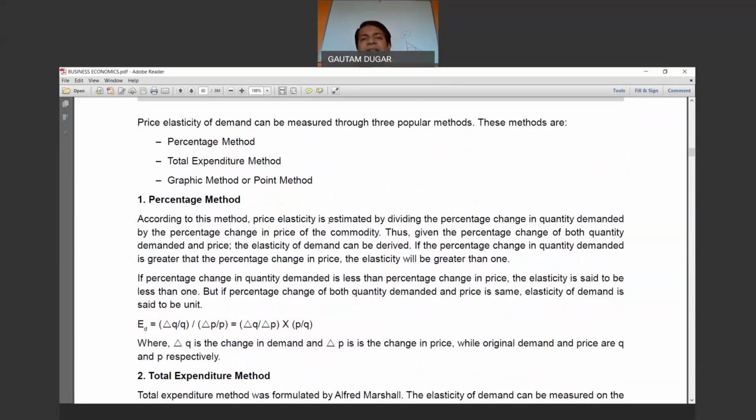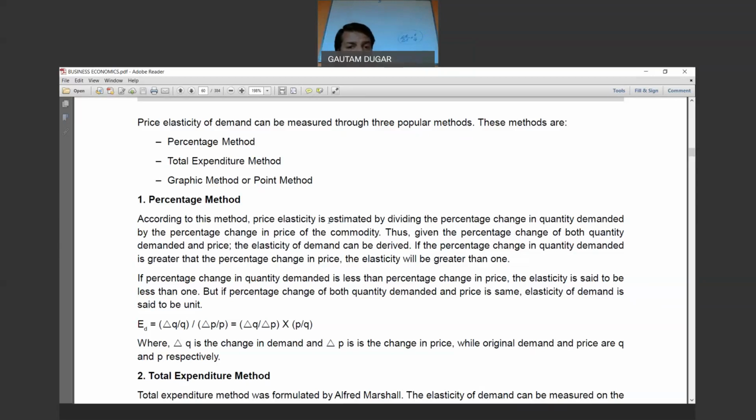Now regarding the methods of calculation, how do we calculate the price elasticity of demand? What is the percentage method? In the percentage method, we had a formula. It's percentage change in quantity demanded divided by percentage change in price, which can be represented as change in quantity by change in price into original price by original quantity. That is how we measure the elasticity of demand under the percentage method.